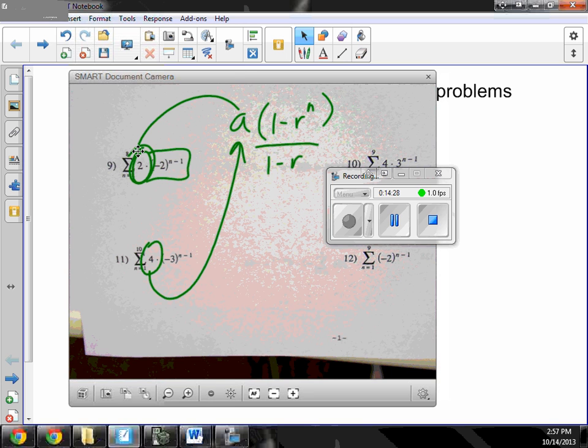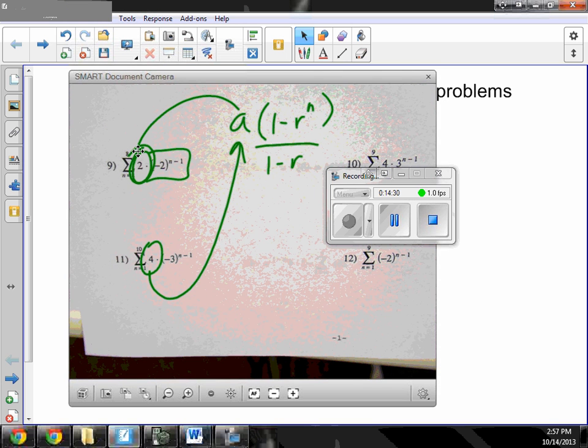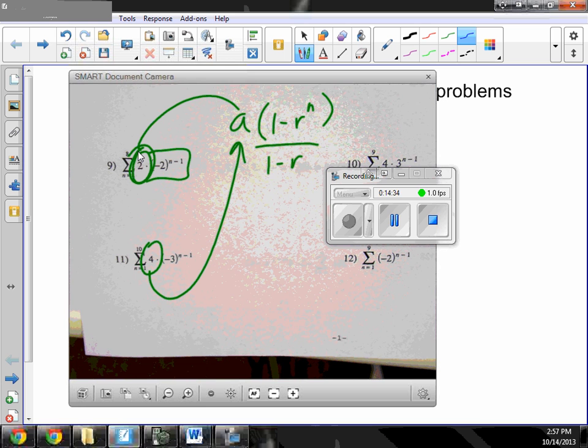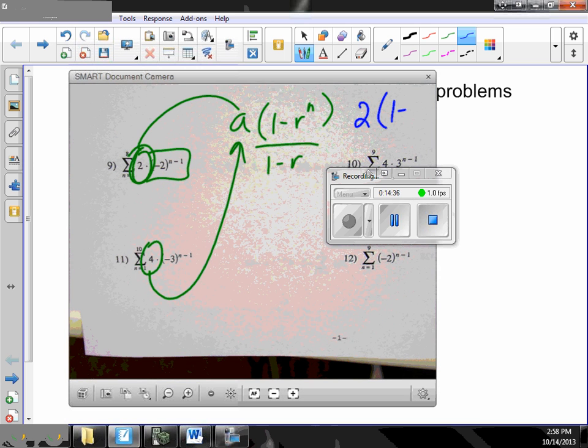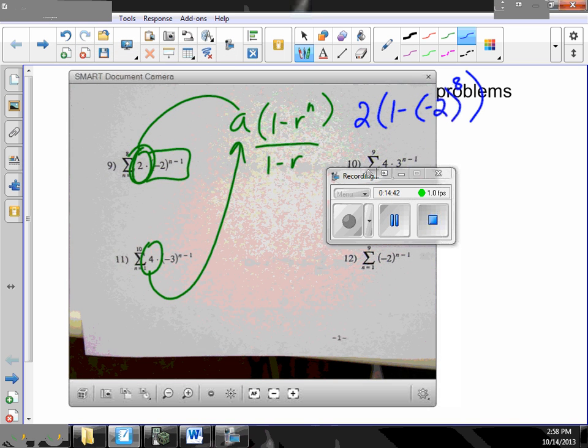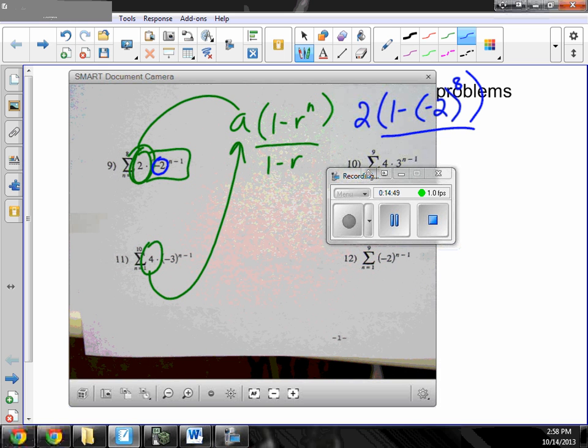It would be negative 2. So the rate is negative 2. So this would be 2 times 1 minus negative 2. The rate, yeah, this is always the rate. Yes, exactly. And then we're going to divide that by 1 plus 2.